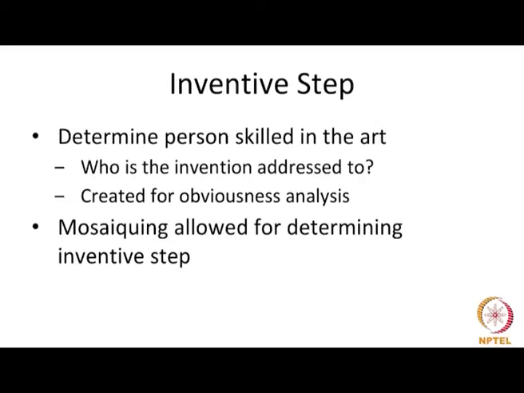So, mosaicing is allowed for determining an inventive step, whereas it is not allowed for a novelty analysis, for the simple reason that novelty analysis has to be a perfect match of the disclosure in the complete specification and in the prior art. The match has to be complete, all the technical features have to be disclosed in one document, in one place. Whereas because the inventive step involves the person skilled in the art, the person skilled in the art will be attributed the skill of combining and reading together documents.